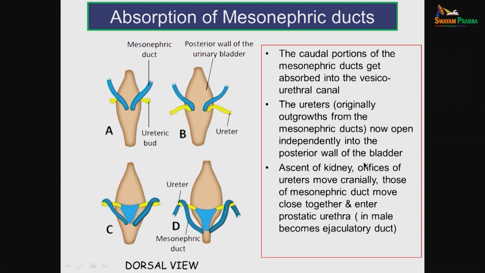For the time being, you can understand that because of the ascent of the kidney, the orifices of ureter are moving cranially, and the mesonephric ducts, you can see from these two pictures, are moving closer to each other, and they are entering this part of the urethra. This is going to become the future prostatic urethra, and this mesonephric duct is going to become the ejaculatory duct.